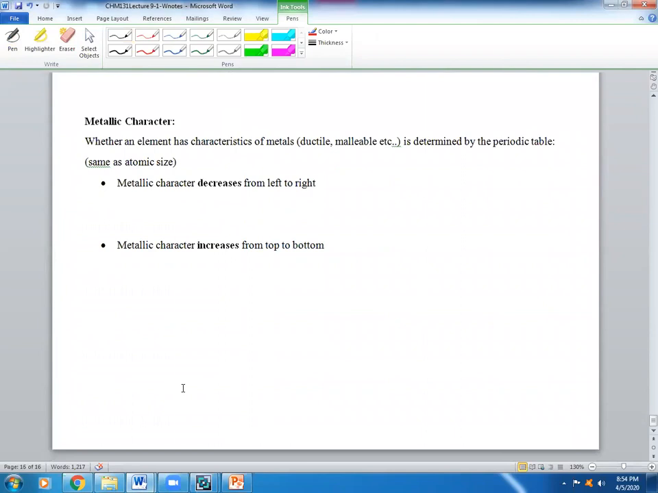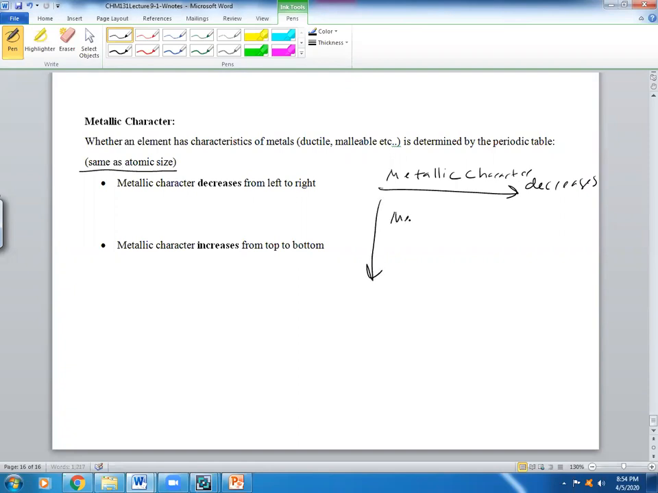And metallic character is nothing that I'm going to do. It's the same as atomic size. Basically, what behaves more like a metal, more like a non-metal. Well, you follow the atomic size. As you go from left to right, the metallic character decreases, and as you go down, the metallic character increases.